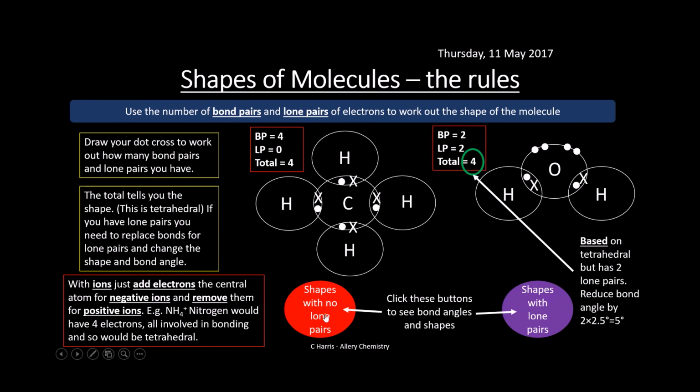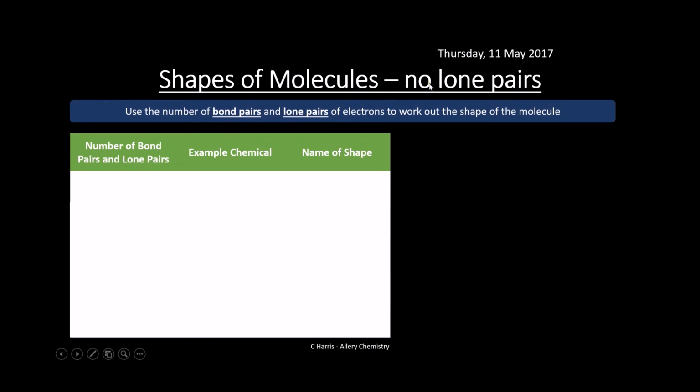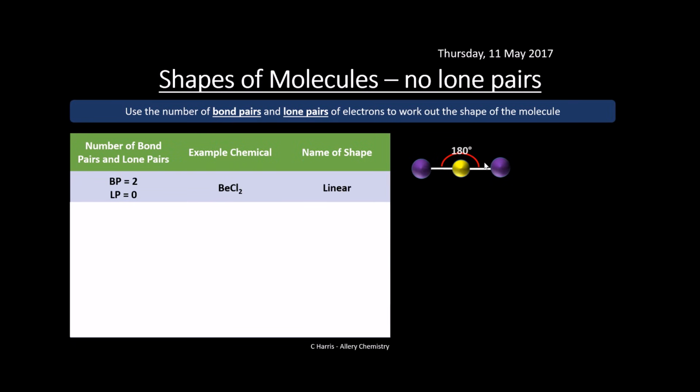Okay, so we're going to start by looking at shapes with no lone pairs first. Okay, so these have molecules with no lone pairs, and you need to know the shape of the molecules. You've got to remember these. So let's have a look at the first one. This has got 2 bond pairs and no lone pairs. An example is beryllium dichloride or beryllium chloride, BeCl2. This is a linear shape, 180 degrees between them.